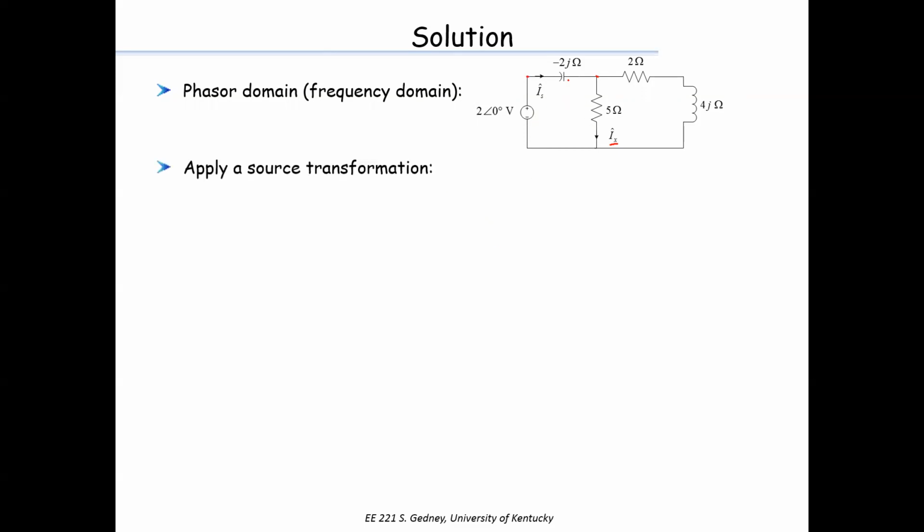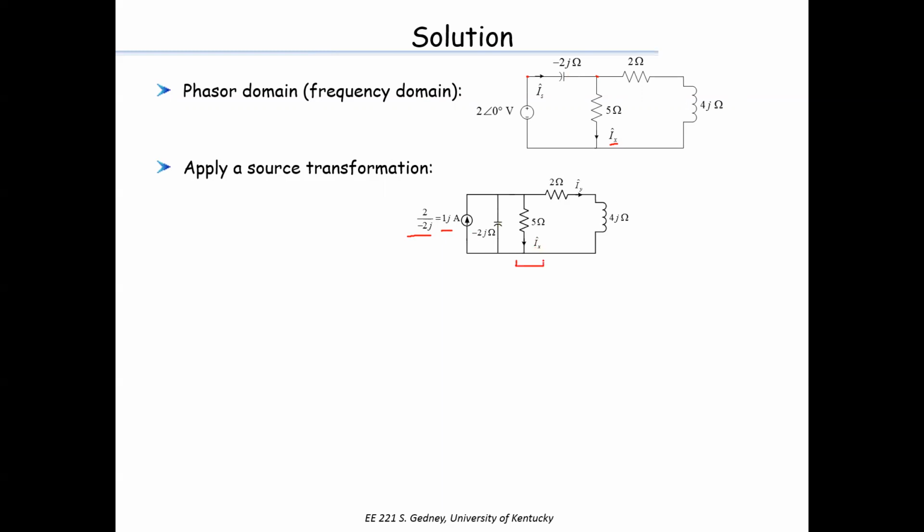At first I notice I can do a source transformation right here, right? So I get a series source. My source transformation is I can turn this Thevenin source into a Norton. How? By taking the voltage divided by the impedance, which gives my current, in parallel with the impedance. So I can rewrite that as 2 angle 0 over minus 2j, which gives me a plus 1j amp source, in parallel with the minus 2j ohm capacitor.